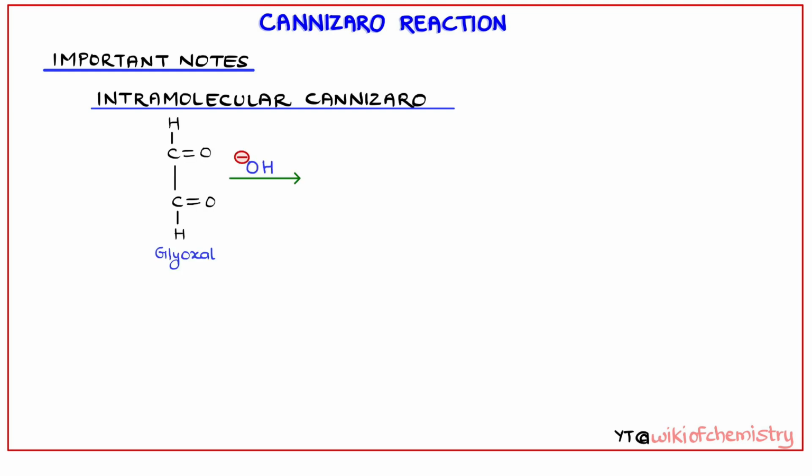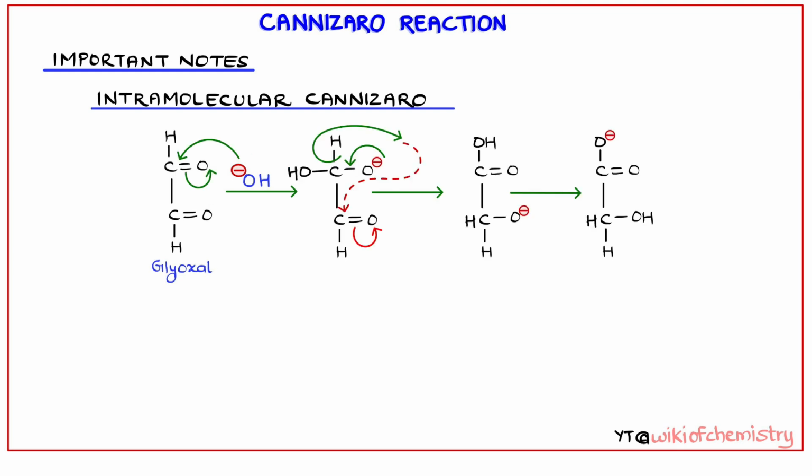If two carbonyls are present within the same molecule, such as in glyoxal, Cannizaro reaction takes place between them. Such reaction is intramolecular Cannizaro. If we give H plus to carboxylate anion here, it will get converted into glycolic acid.